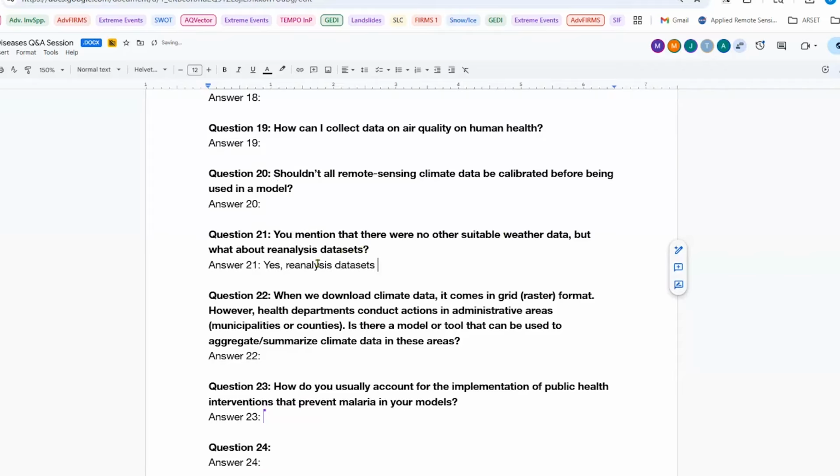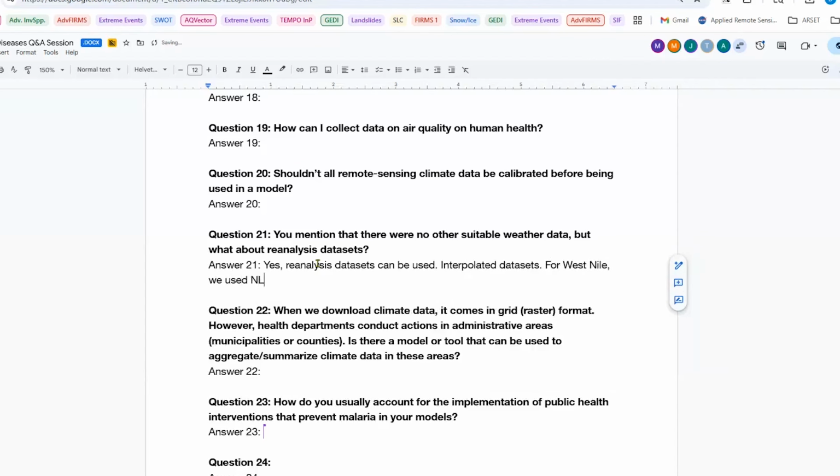Also, interpolated weather data sets. So for our West Nile virus work, we use NLDAS data, for example, which is essentially interpolated weather data that goes into a land data assimilation system. The issue in Ethiopia with the reanalysis data has to do with spatial resolution. The global reanalysis data sets that we would have access to and be able to use in Ethiopia are fairly coarse.